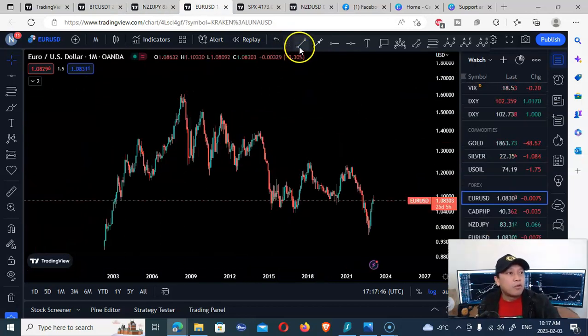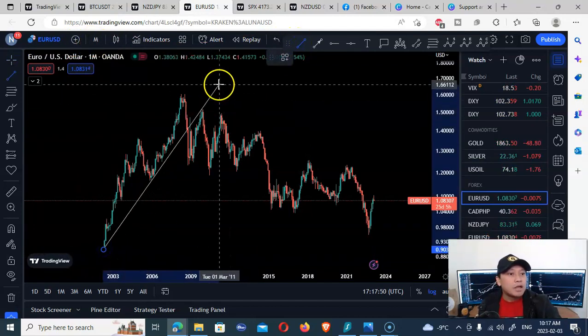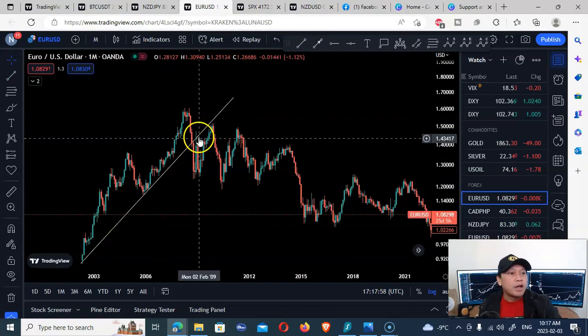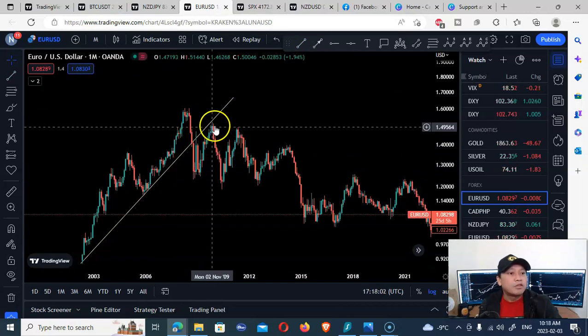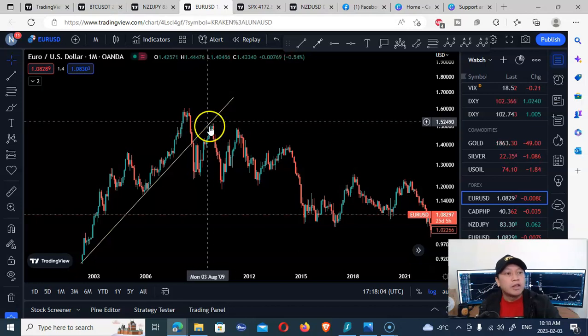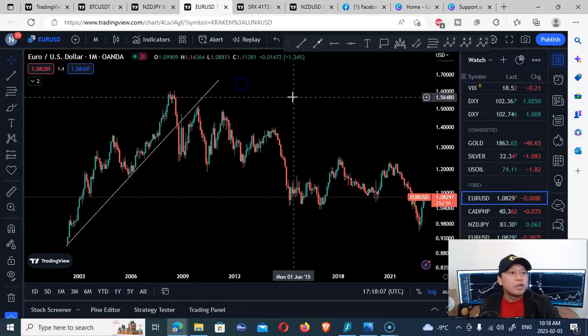Okay guys, let's go for more examples. This is EUR/USD on a monthly. So the price, let's see here, the price broke this trend line and it tried to go up again, but it failed, and tried again to go up here and touched another here, and the price went down.